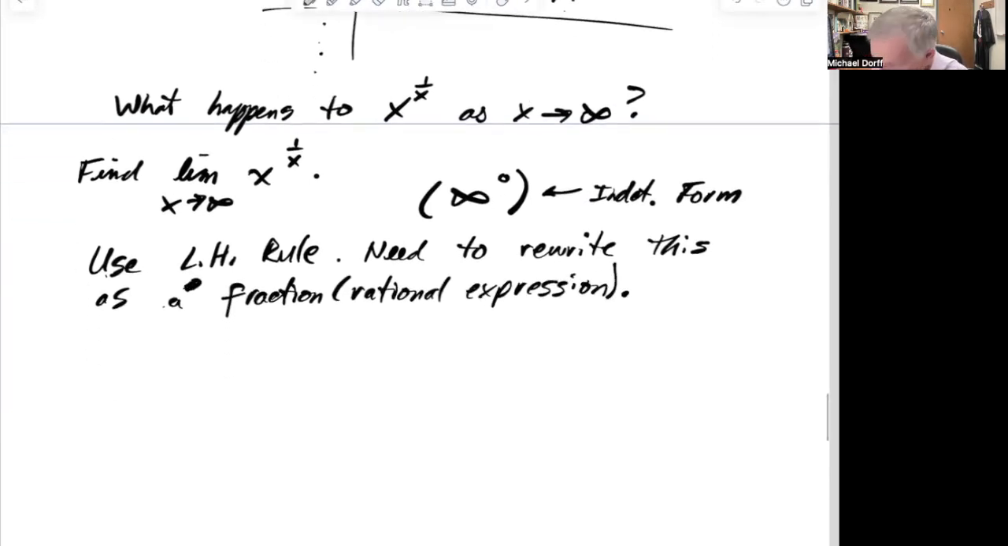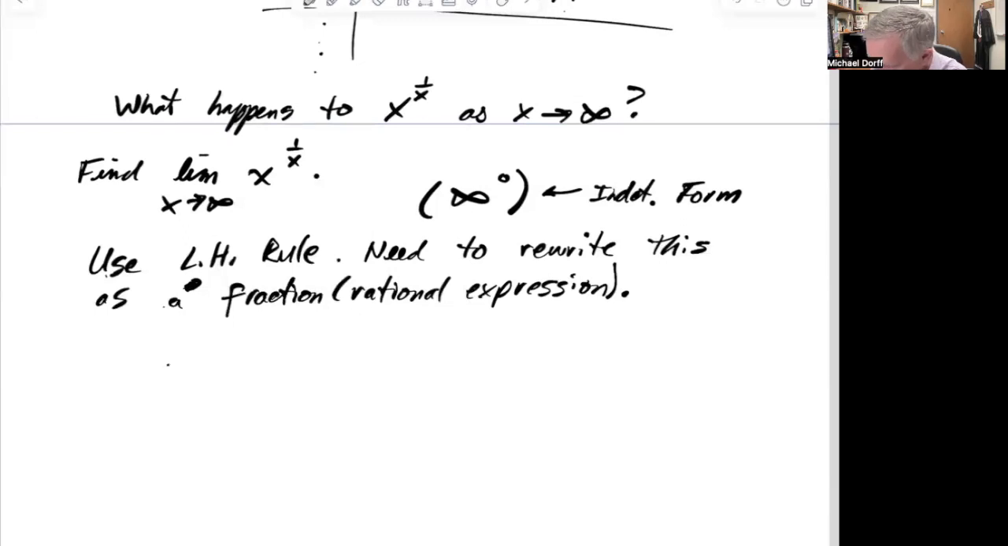All right, so remember back when we did logarithmic differentiation, we would have something like this. We'd have x to the 1 over x power, and we wanted to take the derivative. To do that, we would take the natural log of both sides so that we could bring the exponent out front, and then we had a product rule problem. So we're going to do the same thing here.